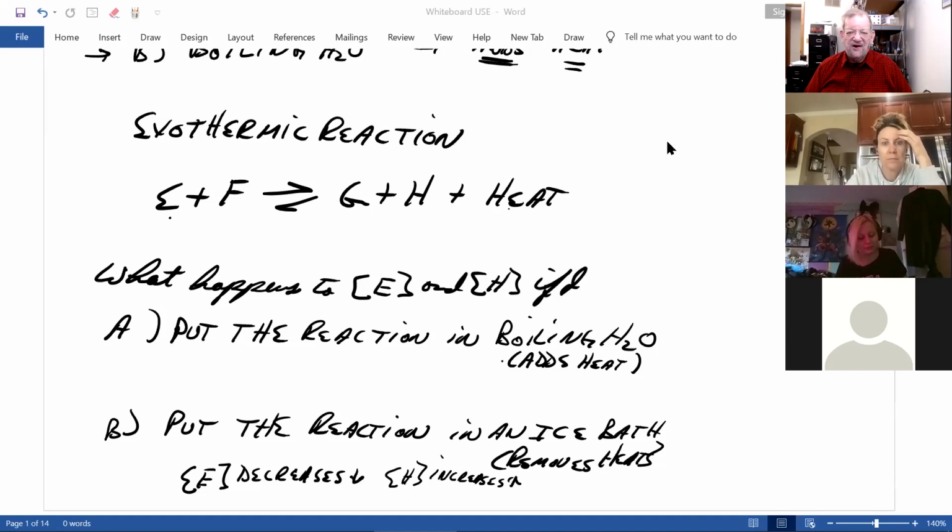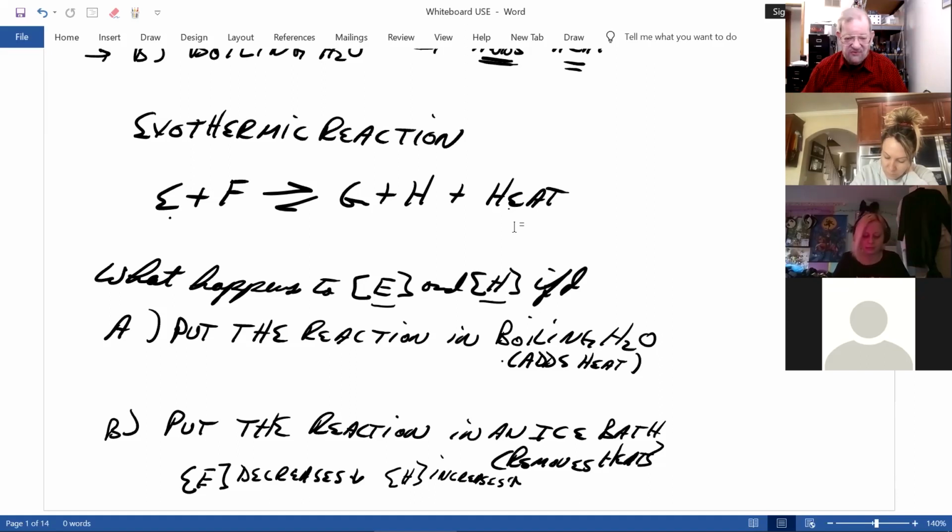All right, I think everybody's done. So let's take a look at the new A. What happens to the concentration of E and H if you put the reaction in boiling water? Well, at equilibrium, there's a certain amount of E, F, G, and H, and a certain amount of heat. Oh no, I've added more heat by putting it in the boiling water. What's the stress? Oh no, I have too much heat. I've got to get rid of some of it because I'm under stress.